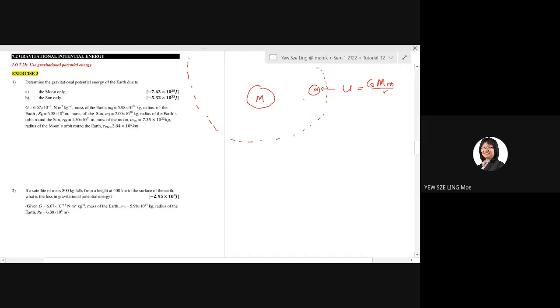When this test mass is placed in the field, these two masses start to experience a gravitational force between them. If m is outside the field, then they won't have a gravitational force between them. So this is the gravitational potential energy.